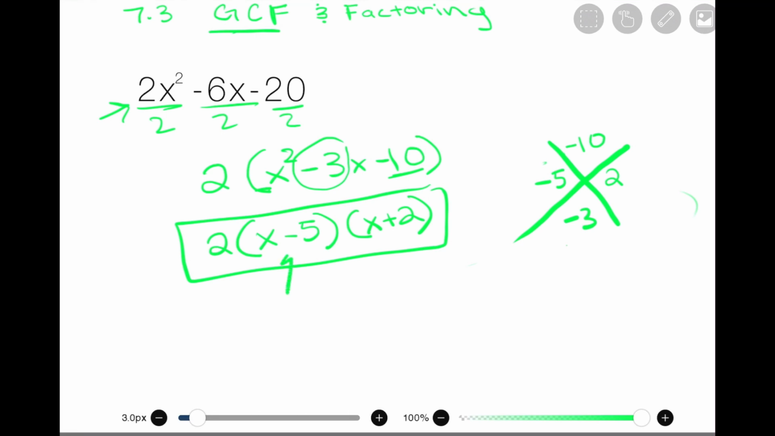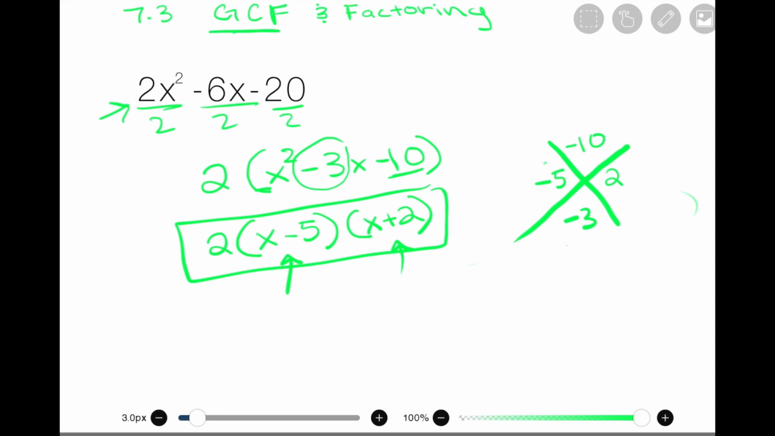Now if we set the numbers in our parentheses equal to 0, we can find the x-intercepts of the quadratics and the roots. But that's another story. So let's go into the second part.